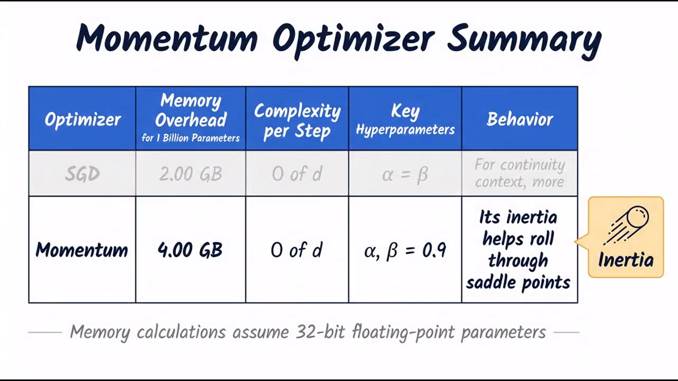For the momentum optimizer, the memory overhead is 4.00 gigabytes. Complexity per step is big O of d. Hyperparameters are alpha and beta equals 0.9, and its inertia helps roll through saddle points.